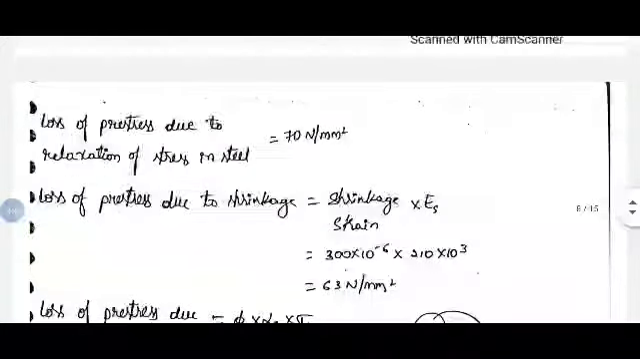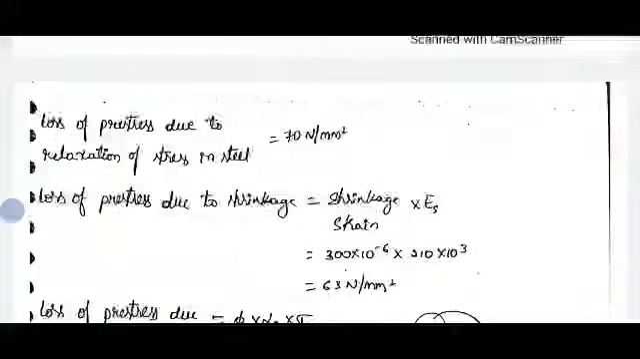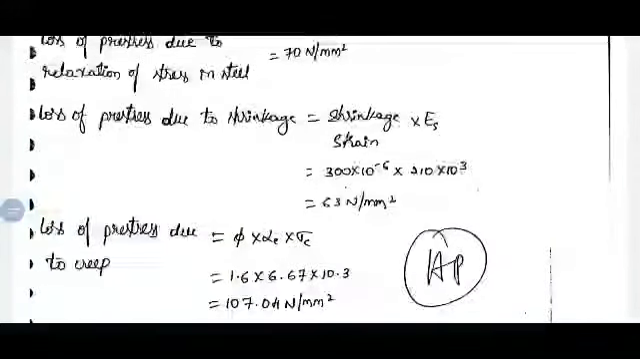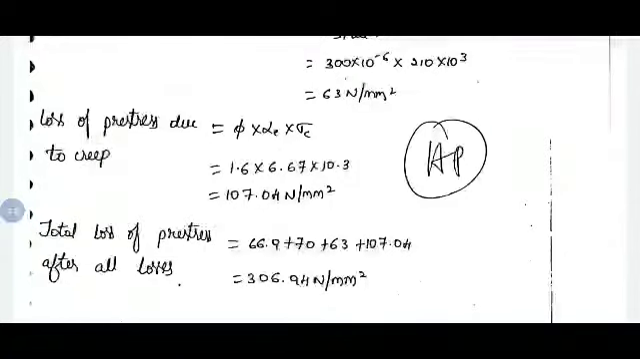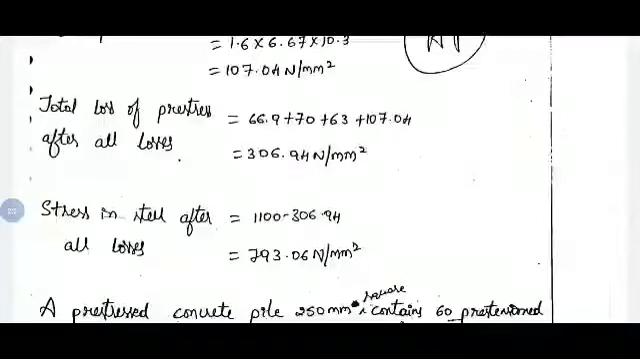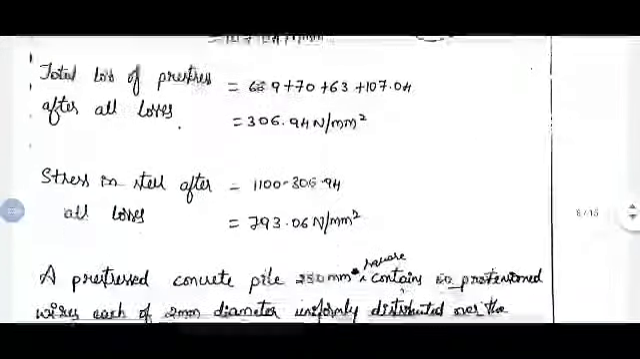Then loss of pre-stress due to relaxation of stress, it is also directly given, 70 Newton per mm square, take as it is. Loss of pre-stress due to shrinkage, strain is given, take it and simplify, we will get 63 Newton per mm square. Creep coefficient is given, so we need to go with creep coefficient method. Alpha into modular ratio 6.67 into sigma C. We will substitute the values, we will get 107.04 Newton per mm square. Add all the losses, we will get 306. So stress in steel after all losses, it is 793.06 Newton per mm square.